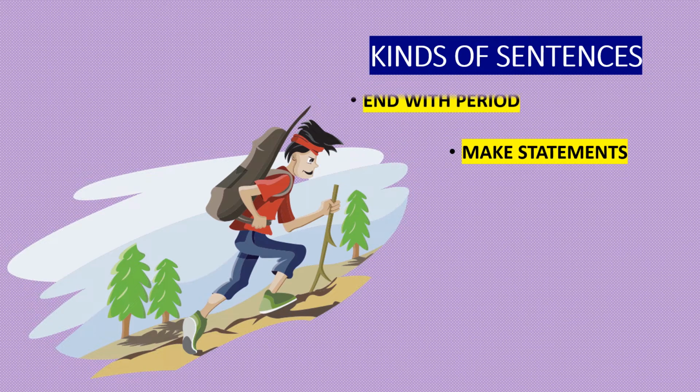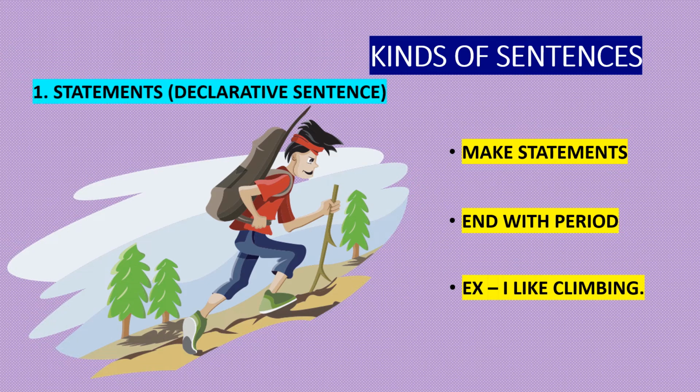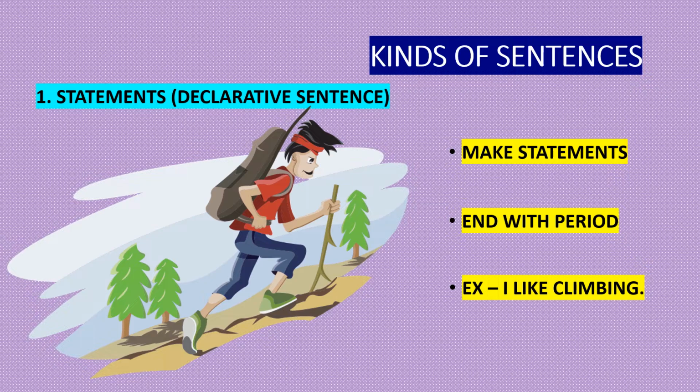Now let's find out what are the different kinds of sentences. The first sentence is a declarative sentence. A declarative sentence is a sentence that makes a statement. A declarative sentence does not ask a question like, do you like cheese? Or give an order, example, pass the cheese. Or express strong emotion, example, I hate cheese. Declarative sentences simply make a statement or a declaration. They pass on the information. A declarative sentence always ends with a period or a full stop. For example, I like climbing.